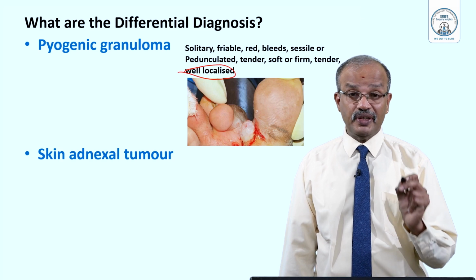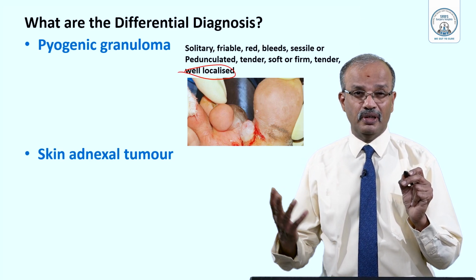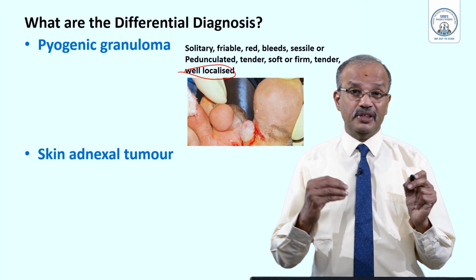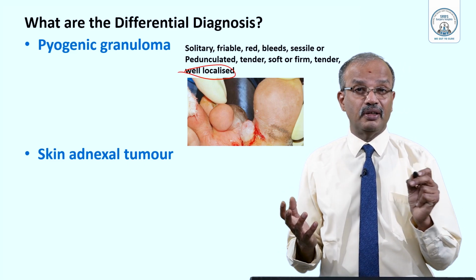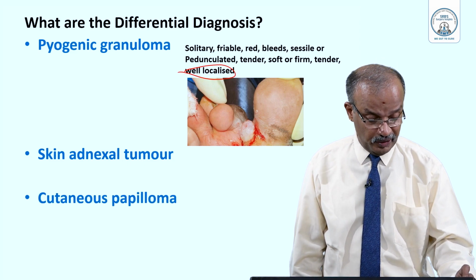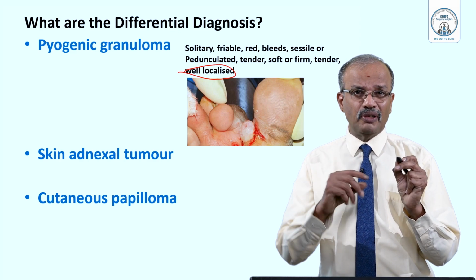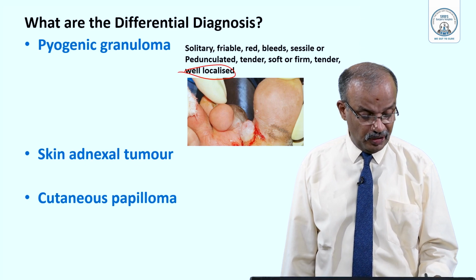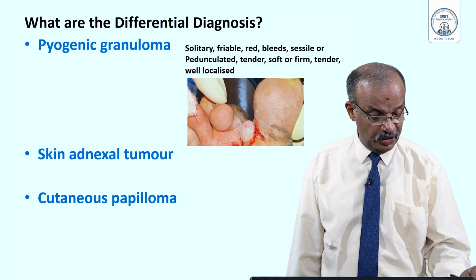Skin adnexal tumor is another differential diagnosis. Skin adnexa, you know, sweat gland, sebaceous gland, pilosebaceous unit, all these are called skin adnexa. So a tumor arising from these adnexa is a different entity, and it should be a differential diagnosis. Cutaneous papilloma doesn't look like this because this is well localized. Often it will have a pedunculation and the skin color is darker. So people still keep it as a differential diagnosis. But these two are very, very important differential diagnoses.